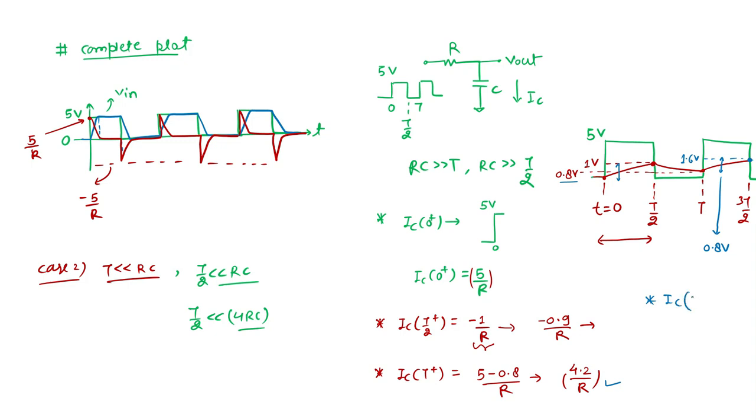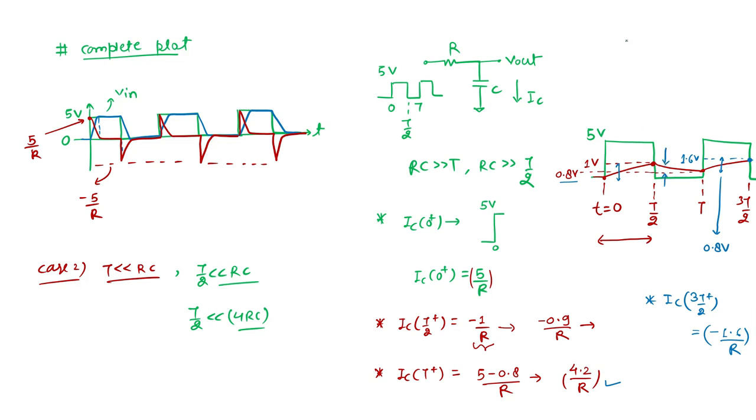What is the IC value at 3t by 2 plus? I have seen that my capacitor has already reached the 1.8 value. So what should it be? It should be minus 1.6 by R. So now the slope is more. So what we can say, what change was previously happening between t by 2 to t, what change was happening here?